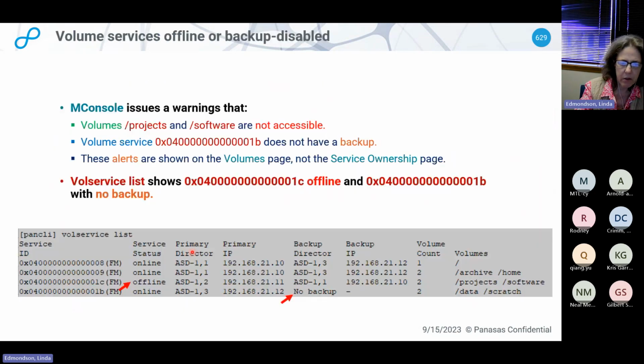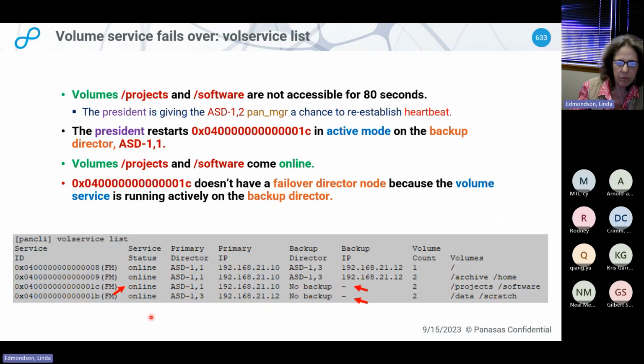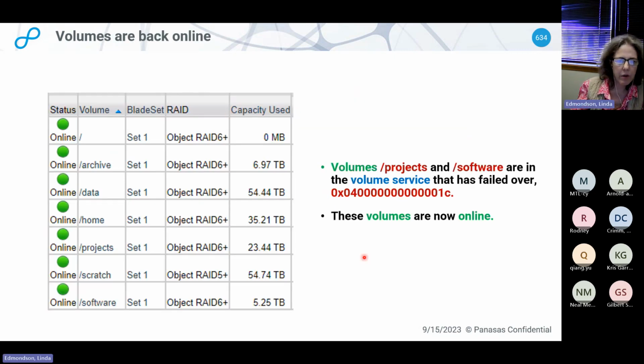Let's go back and look and see what it was. You see here, 1.1 was the backup. After the failover, it is functioning as the active director. Okay. And the volumes are coming online, but the service ID now has no failover director because the service is running on the backup. These volumes now come back online. Here we are, the volumes are back online. 80 seconds outage.